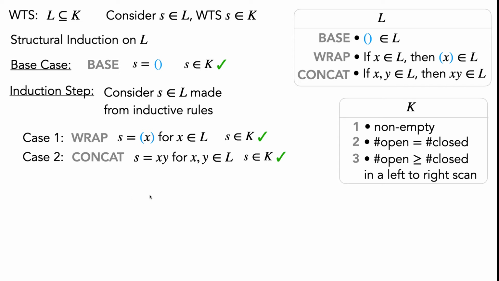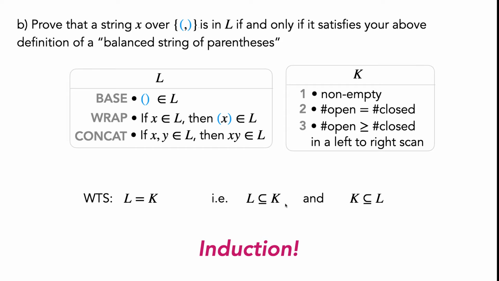So that was a lot, but we're not done yet, because we really only did one direction. We showed that L is a subset of K. We still have to go ahead and do the other direction and show that K is a subset of L. And let's go ahead and keep these to the side for reference again.